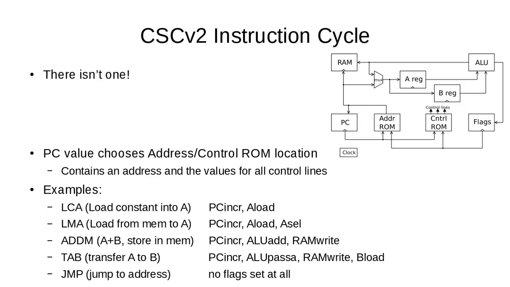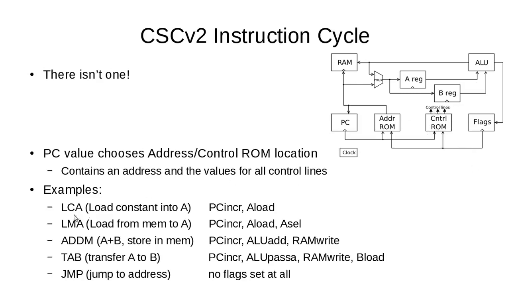So every time we choose a program counter value, that is sent to the ROMs. We choose an address that might be part of the instruction, and then we certainly choose what control lines to send out to control various parts of the other components to tell them what to do.